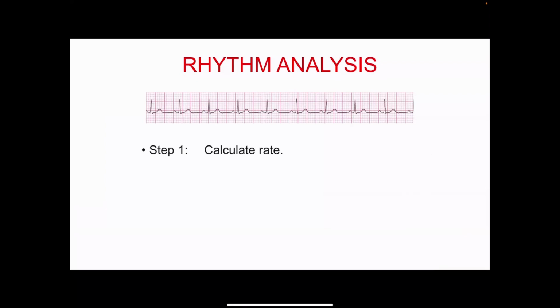How do you read an ECG? First step, in every ECG, you calculate the rate, okay? Second step, you determine the rhythm. Is it regular or irregular? How do we do that? You look, is this space the same or is it changing? It looks the same, so it's a regular rhythm, okay?